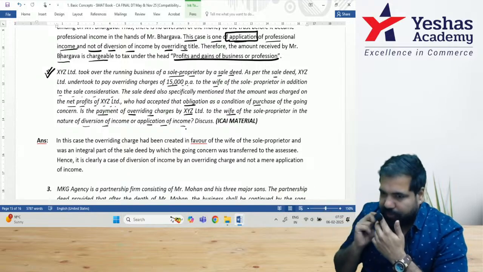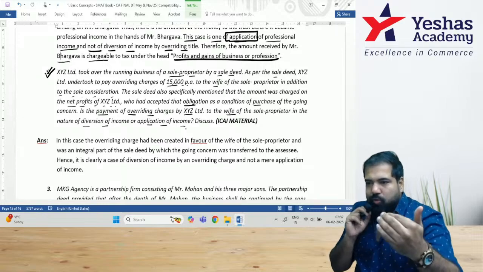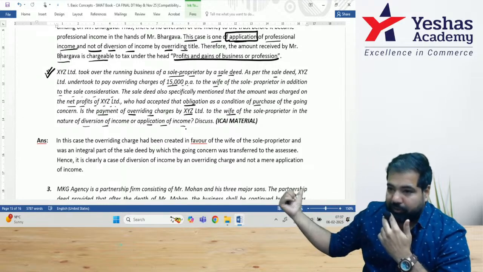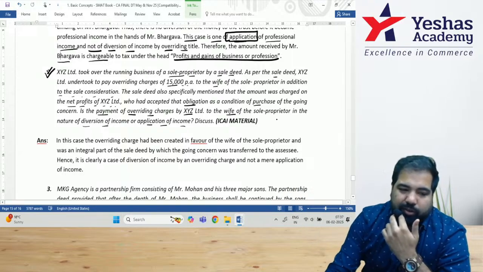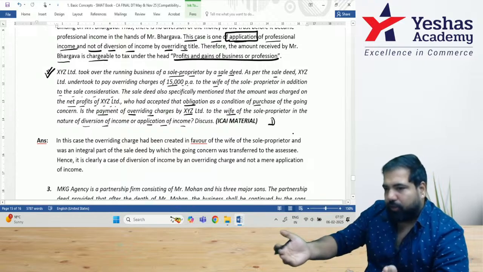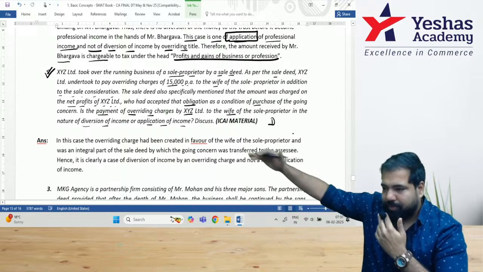What I mean is, who's paying the money? The company. So, will the company get a deduction? Yes. And who will be taxed on it, guys? The wife. So, guys, this is a case of diversion of income. What is the case of diversion? Diversion because, guys, it's not that you received the money and applied it. Before that, only it's been diverted.